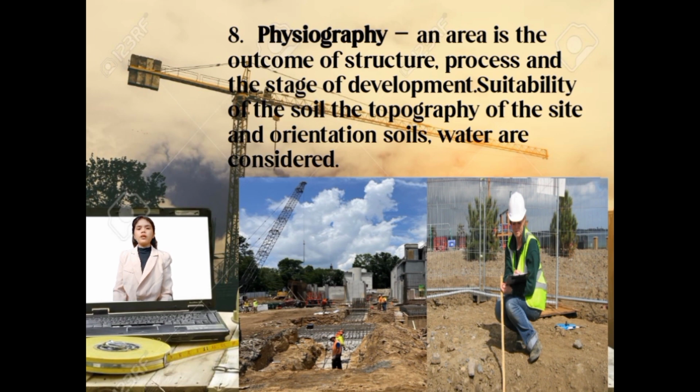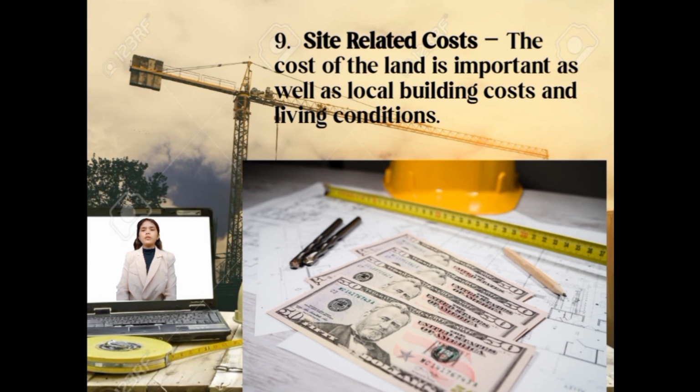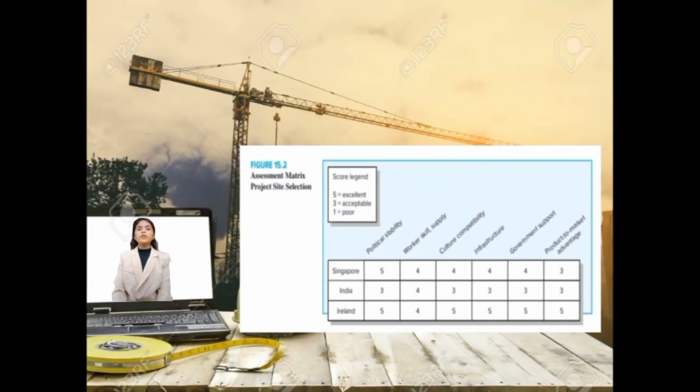Physiography. An area is the outcome of a structural process of the stage of development. Suitability of the soil, the topography of the site, orientation, and soil water are considered. And the last one is site-related cost. The cost of the land is important, as well as local building costs and living conditions. It should be compared on the basis of the following factors: demolition cost of any existing facilities on the site, relocation cost of any existing business or residence currently on the site, and cost of providing sufficient utility service to the site.